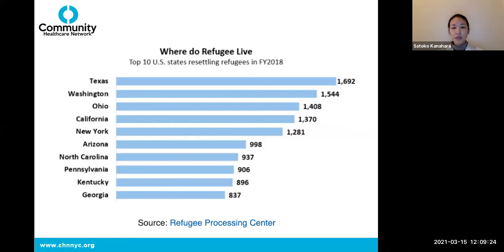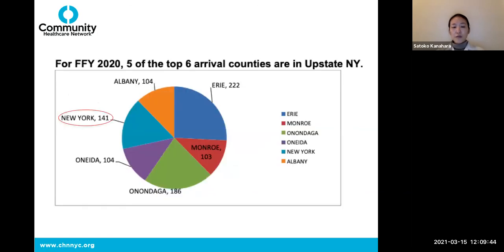The top 10 states where they resettle are Texas, Washington, Ohio, and New York comes in right here. We do rank 5th in the number of refugees that resettle within the United States. However, most of the refugees who come into New York tend to settle outside of New York City. New York City only makes up about 15%, and a lot of them resettle in Albany, Buffalo, Rochester. There are a lot of refugee communities in upstate, and a lot of times the decision of where they settle depends on if there is an existing community from that country that's already there, and also cost of living, if they have families, relatives, those sort of things.